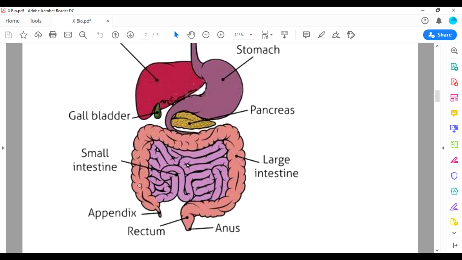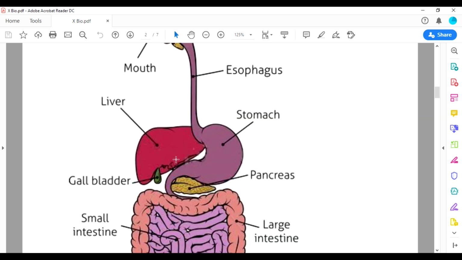The arm of the colon going upward is called the ascending colon, the transverse part is called the transverse colon, and the colon going down is the descending colon. This whole is the large intestine. The large intestine opens in a collecting chamber called the rectum, and the rectum opens out through the anus. This is the alimentary canal. Now, the second part is accessory glands.